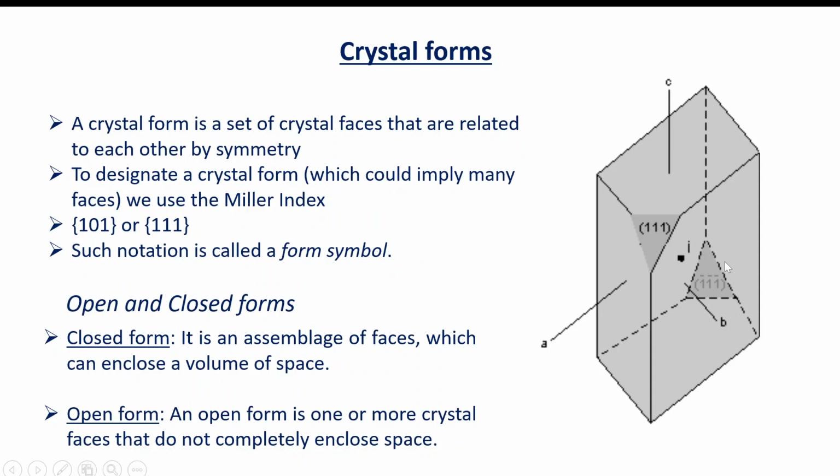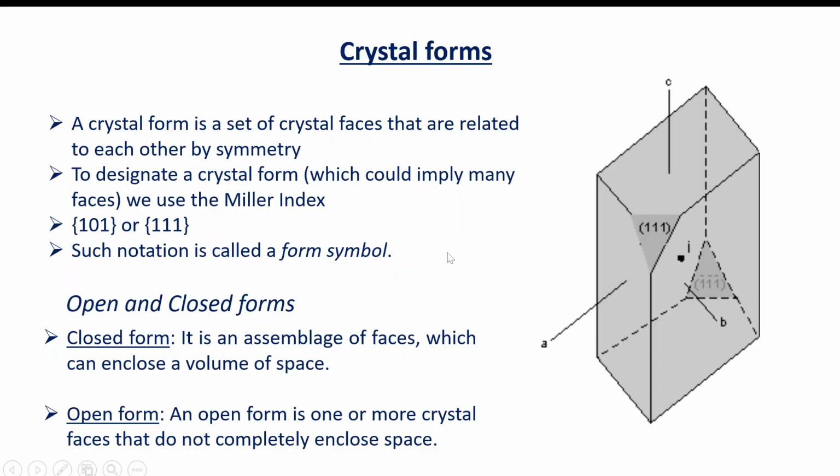So if this is 1 1 1, this I is your center of symmetry about which this face is getting inverted. So I am looking at a 1 1 1 face which is cutting the A, B and C axis at one unit distance.